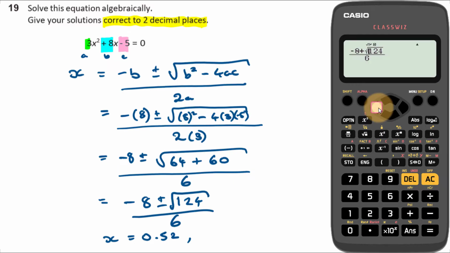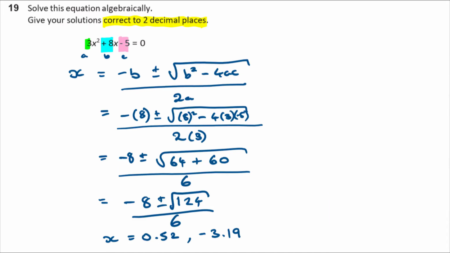Or I'm just going to use the back button, and zip across to where that plus was, delete it and put a minus in. Okay, press enter again, and that gives me minus 3.1. I'm going to have to round it up that time, aren't I? So it's going to be minus 3.19 to 2 decimal places.